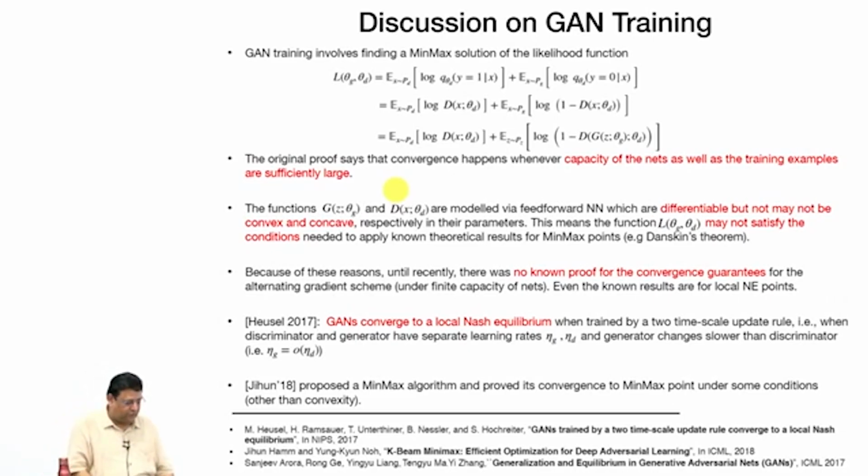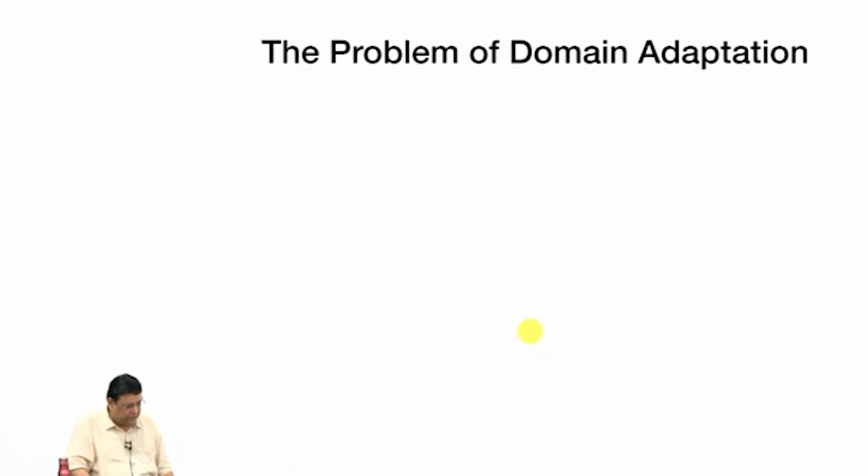Then of course there have been many more advancements in recent times. For example, people have shown that this GAN converges to a local Nash equilibrium. So the previous algorithm which I was talking about might not converge to the min-max point all the time, but it converges to something called a local Nash. We discussed in the morning what a local Nash equilibrium is. So they converge to local Nash because it's an alternating gradient optimization. So maybe this is one logical end to this GAN discussion.